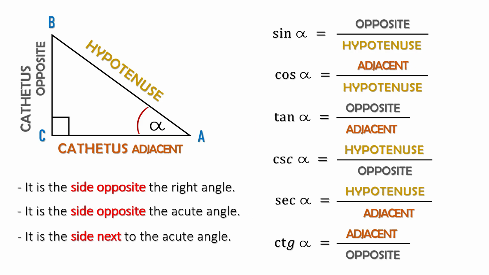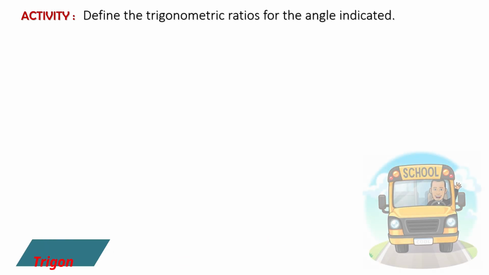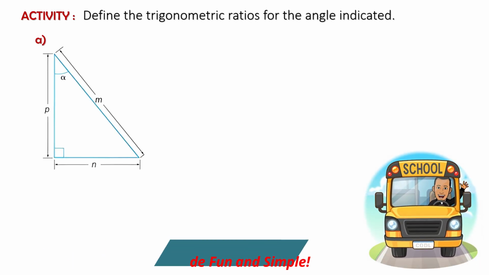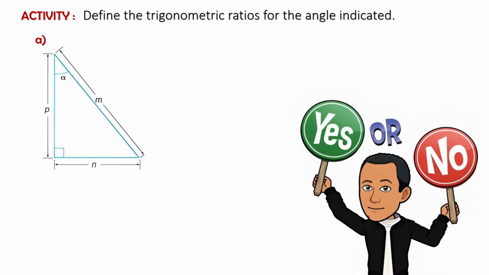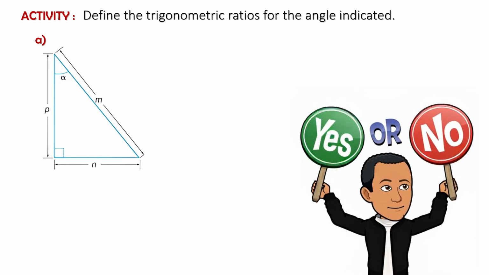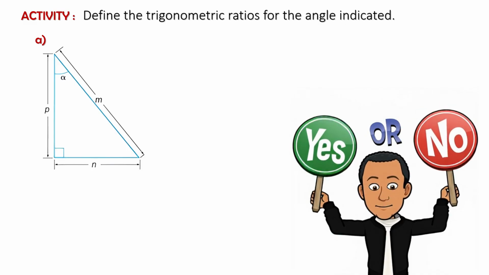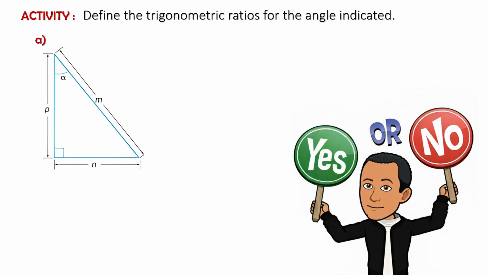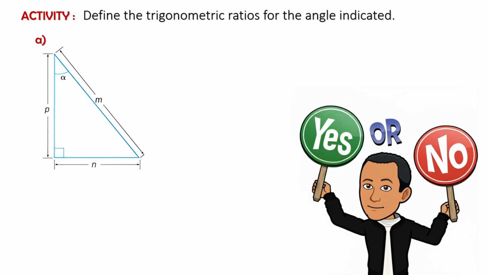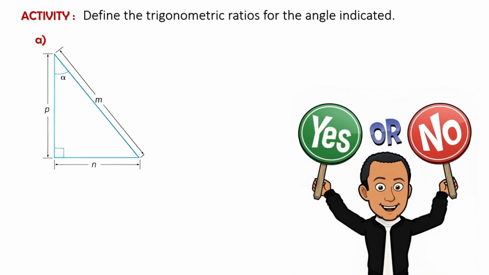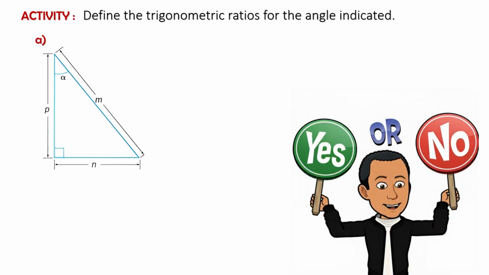Next, we will do an activity on this topic. Define the trigonometric ratios for the angles indicated. Literal A. We have a right triangle with sides M, P, N respectively, and the acute angle is alpha. It is recommended that you begin by identifying the elements in the triangle shown, that is, the hypotenuse, the opposite side, and the adjacent side, with respect to the acute angle.